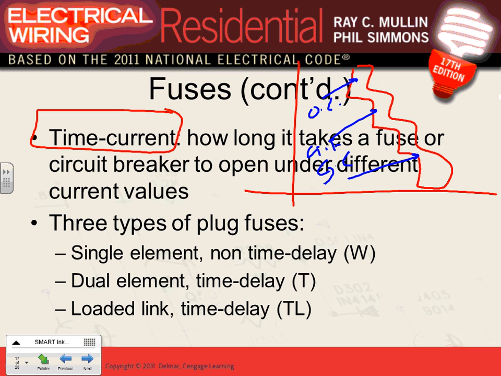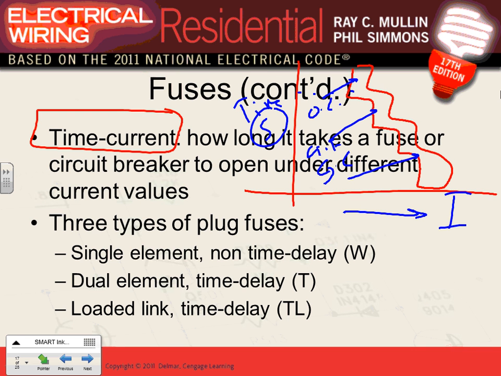Long story short, the higher the amp, the faster the circuit breaker will trip. This is called the time. Here is the time, and here is the current I. No, I'm doing it the opposite way. This should be the current, I'm sorry. This is the I, and this is the time. The higher the current, the faster it trips. This is time, in seconds.